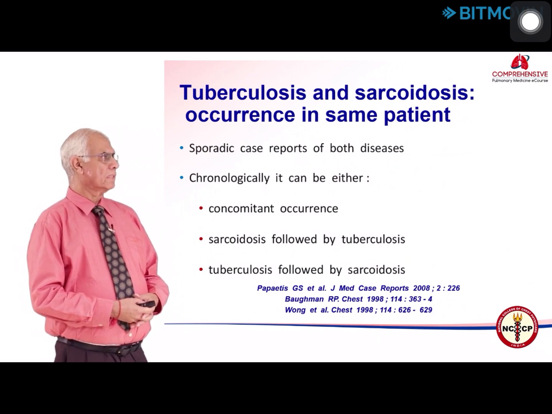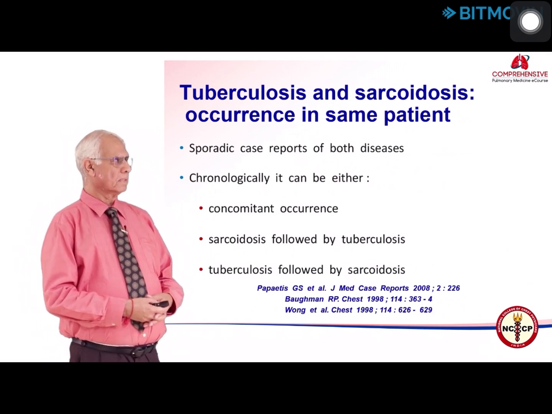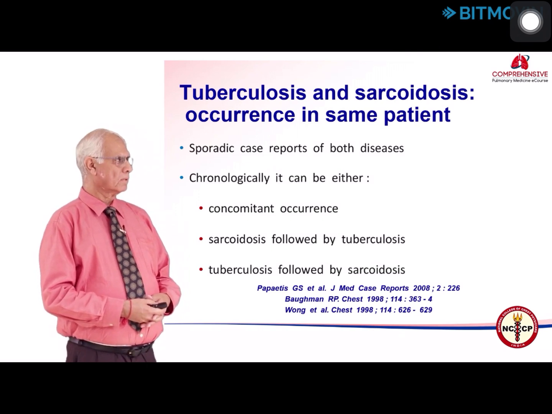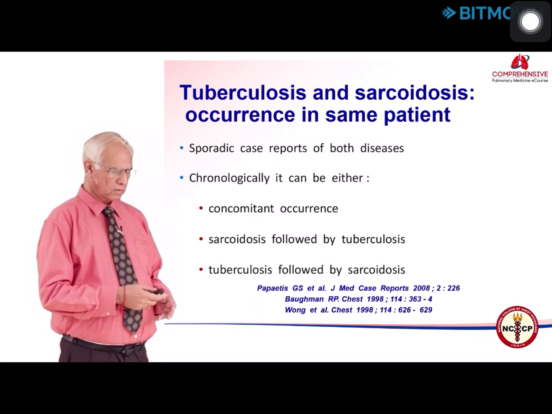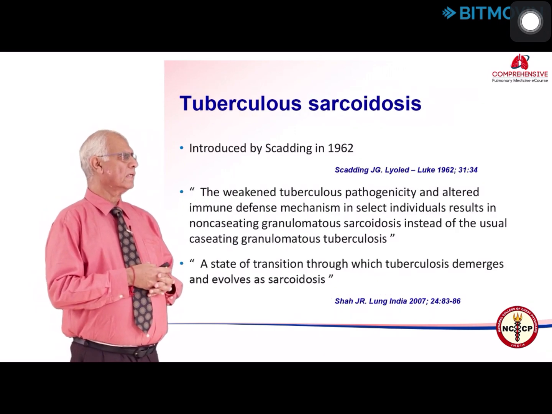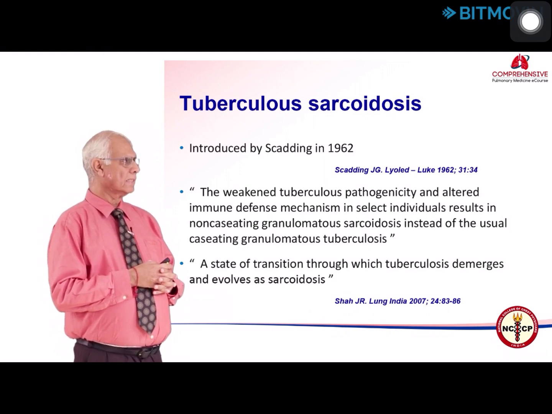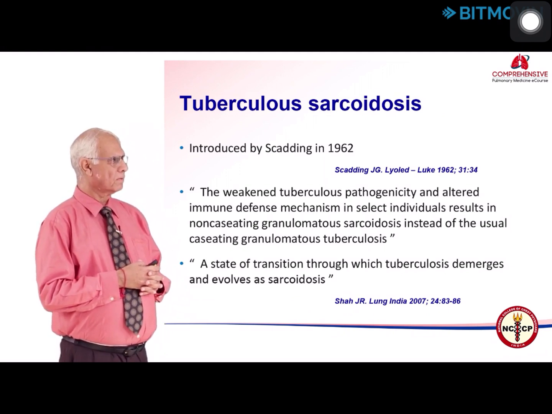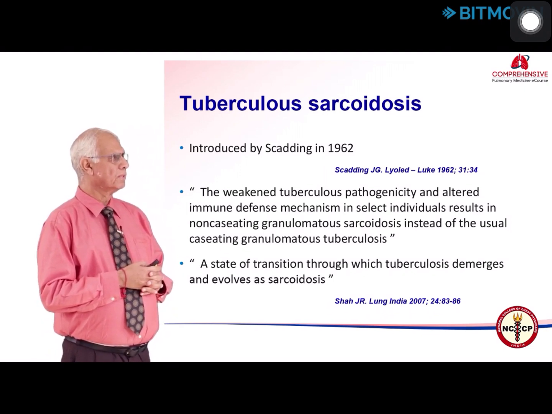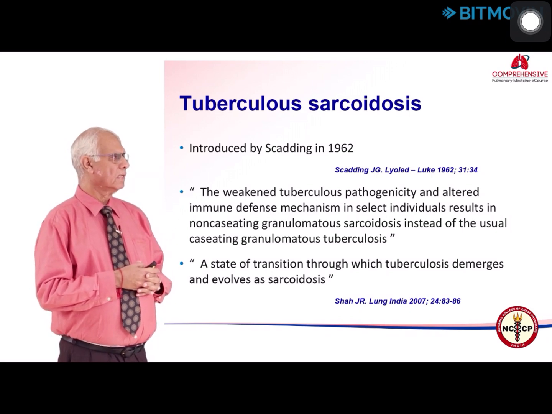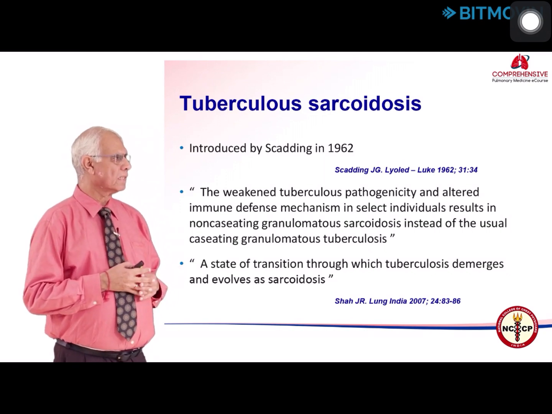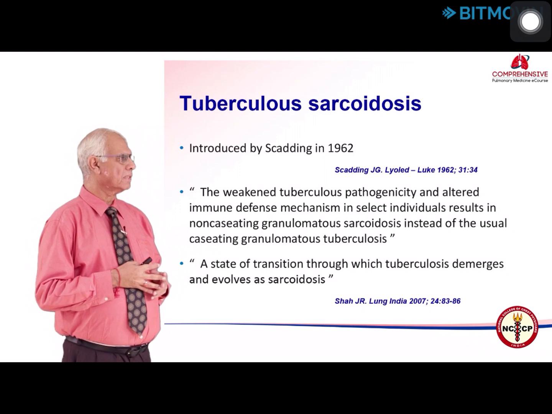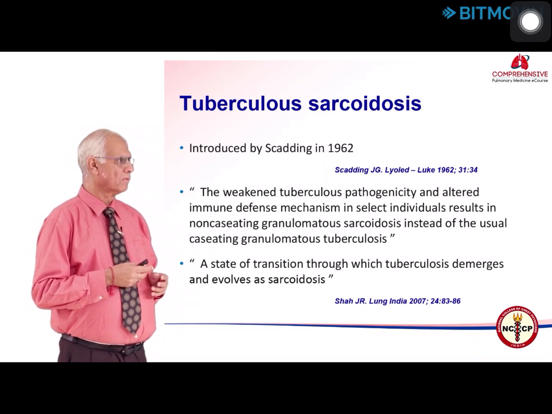Now, the third presentation is tuberculosis and sarcoidosis occurring in the same patient. There are sporadic reports of both diseases occurring either concomitantly, or sarcoidosis followed by tuberculosis, or tuberculosis followed by sarcoidosis. Now, this entity was first proposed by Professor Scadding in 1962, and Dr. Shah from Bombay has said this is caused due to weakened tuberculosis pathogenicity and altered immune defense mechanism in select individuals, resulting in non-caseating granulomatous sarcoidosis instead of the usual caseating granulomatous tuberculosis. This is the state of transition through which tuberculosis emerges and evolves as sarcoidosis.